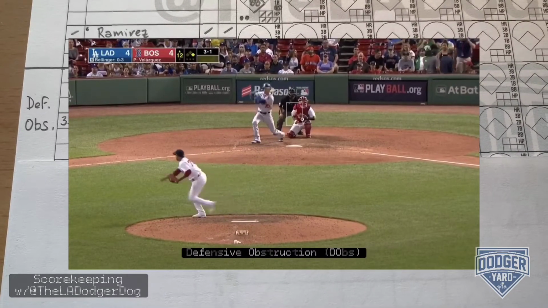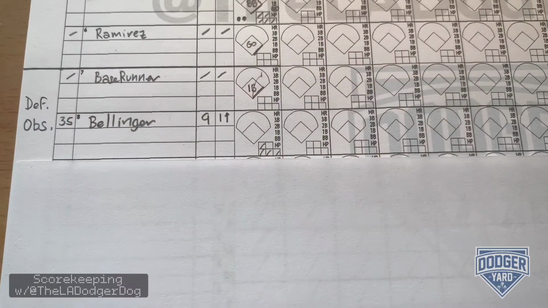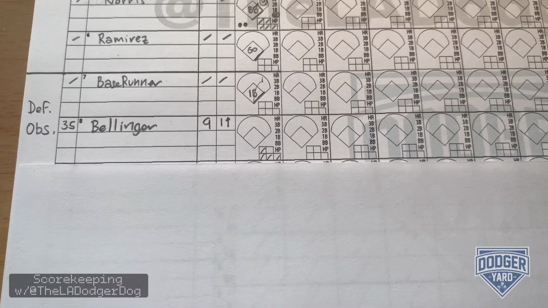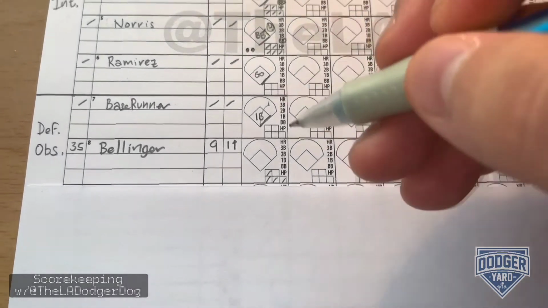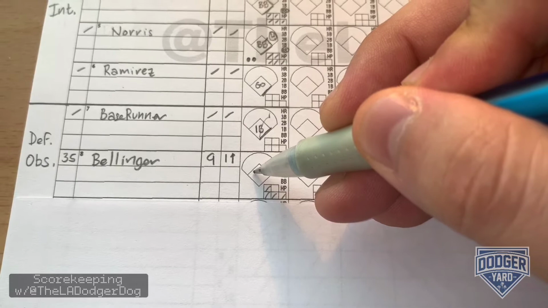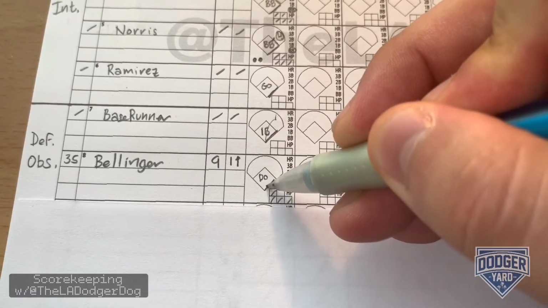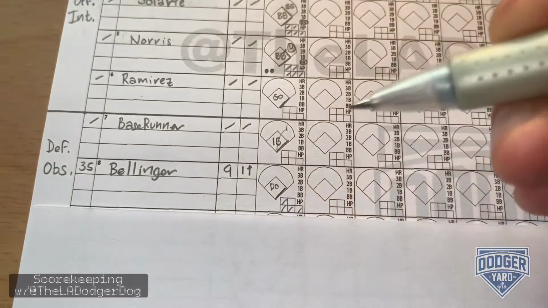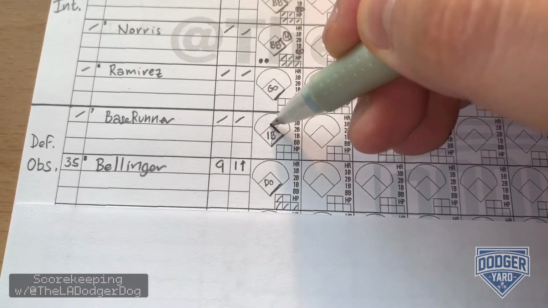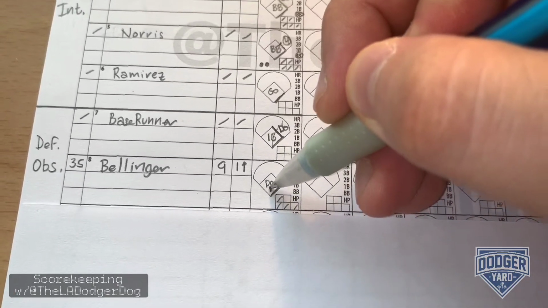Ball goes towards first base. The pitcher is going to get in the base path, obstructing Bellinger, so he is awarded first base right there. So it doesn't go down as a hit. For my own purpose, I'm going to label it as defensive obstruction. He gets to first base, and the person on first base goes to second on defensive obstruction, and we're going to credit that to the pitcher right there.